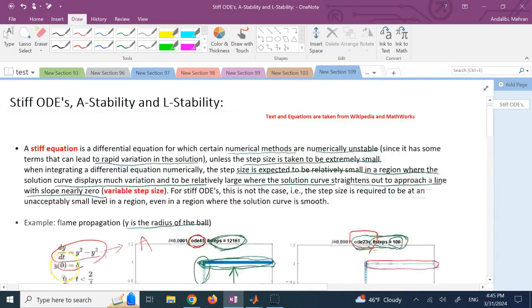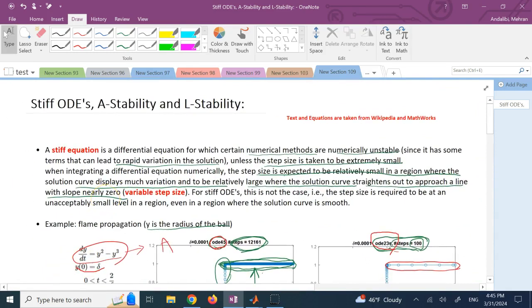So hopefully this video was useful to you. You got some knowledge. So when you go to MATLAB or any other software and it says, do you want a stiff ODE solver, you have some idea of what it is talking about at least.